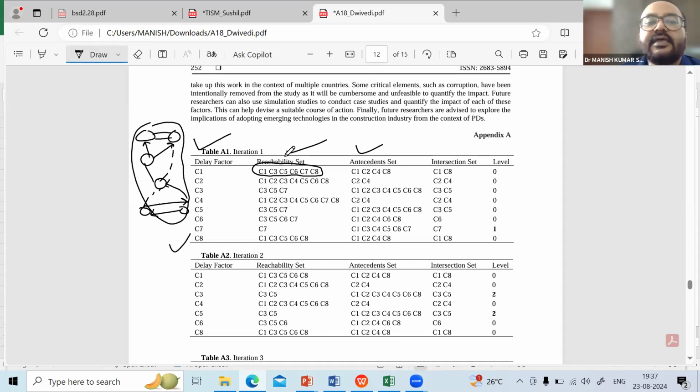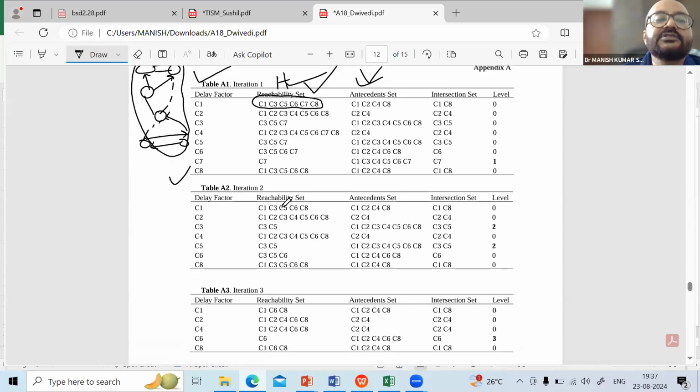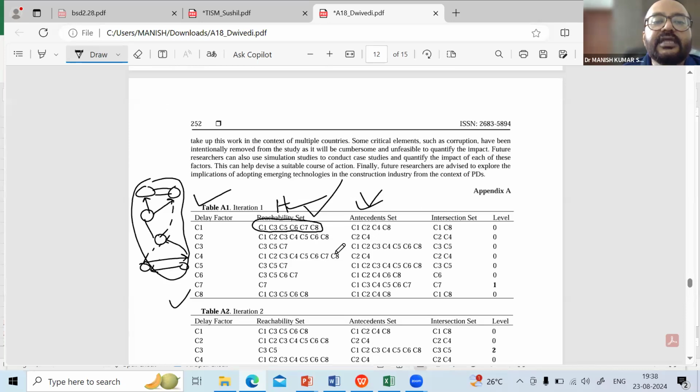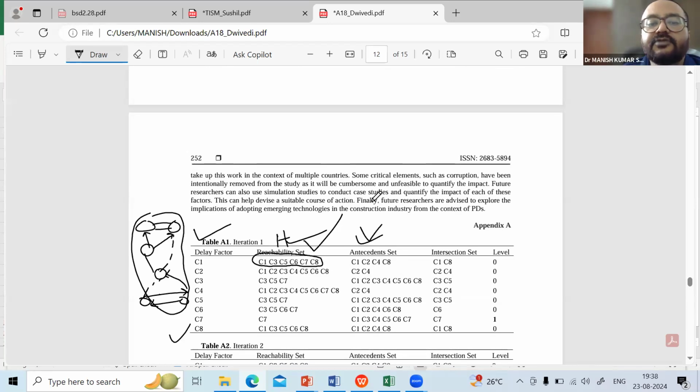And then the antecedent sets, what is there in the vertical line. So this is the horizontal line, and this is the vertical line. So for the vertical line C1, C2, we'll check there. In the vertical line, how many? 1, 2, 3, 4.